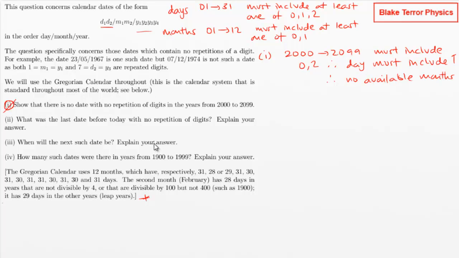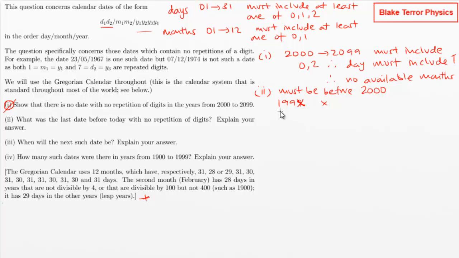So that's okay. What was the last date before today with no repetition of digits? Well, it gives a fairly long life to this question, seeing as today could be any time in the 21st century, probably beyond. Right, so the last date before today. First of all, we know it must be before the year 2000. And then we can't have anything in the 1990s, so 199X is not allowed.